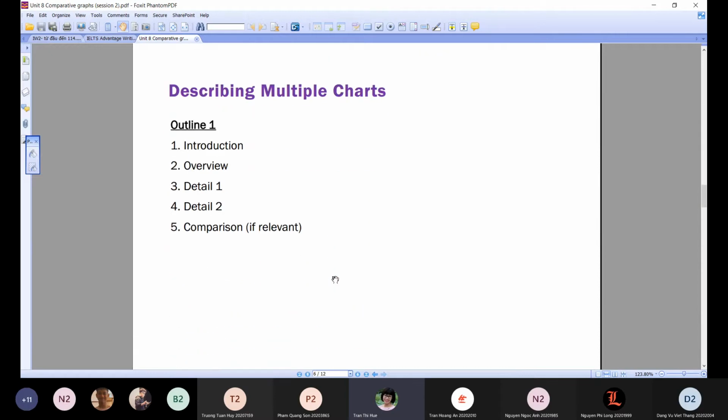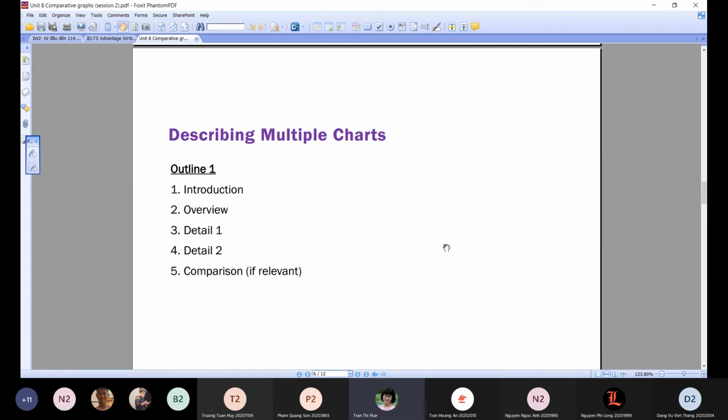So you can see on the screen now the outline for describing multiple charts. First of all, you write the introduction. Second, you write the overview, but remember, you need to write the overview for both graphs. And then you write about the first graph, and then the second graph, and then comparison if relevant.